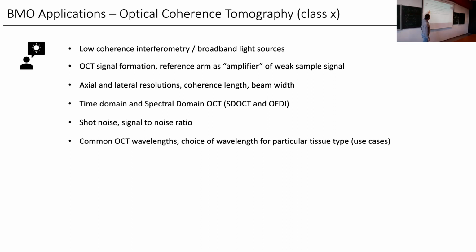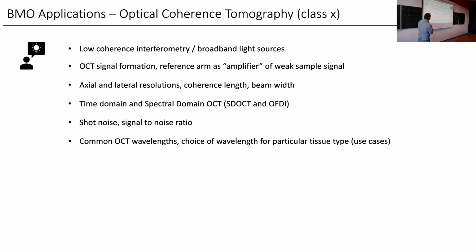How to calculate the actual resolution? That's the resolution in depth, and the lateral resolution is the other one. The importance of the coherence length for the axial resolution, the importance of the beam width for the lateral resolution. What the difference is between an old-fashioned time domain system and a more modern spectral domain or Fourier domain system, SD-OCT, OFDI system. I want you to know what shot noise is, where it comes from, what the physical mechanism is, and how it determines the signal-to-noise ratio performance of most of these systems.